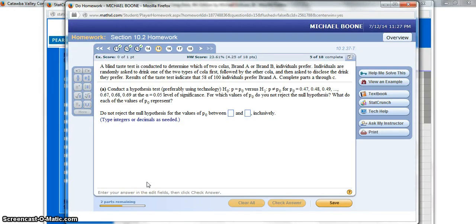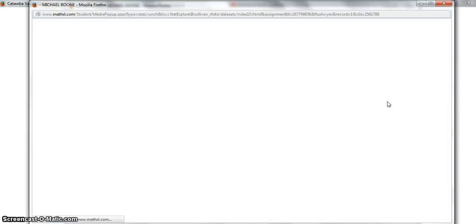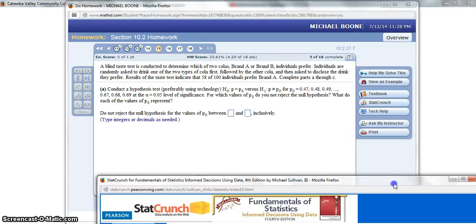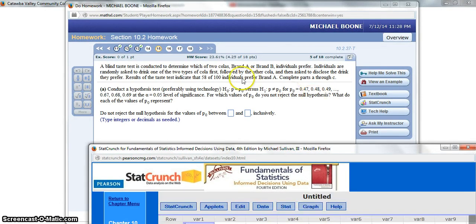All right, here's a question from Chapter 10, Section 2. This is number 15. A little bit different one. They want you to use technology to kind of figure out what your hypothesized proportion is. So in StatCrunch, again, they told us 50 out of 100 over sample for brand A, and then they give us these different values here. So with alpha being 0.05, which one would we not reject the null hypothesis?